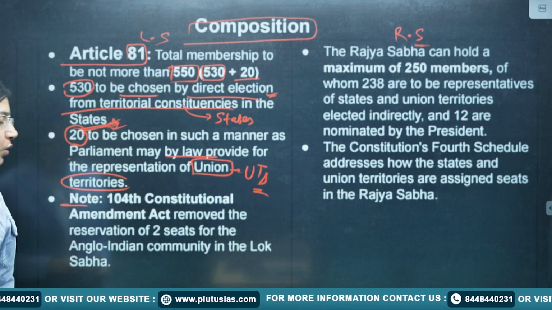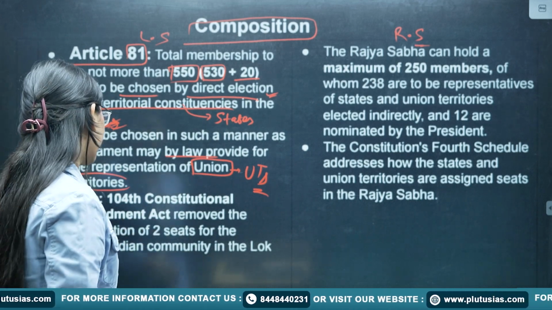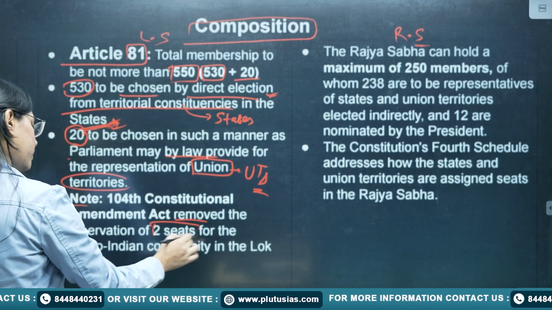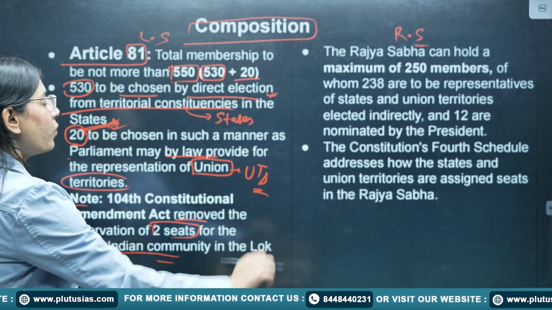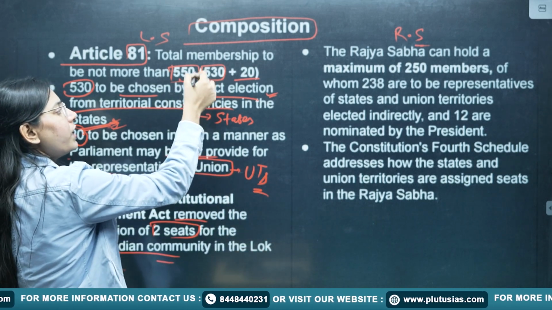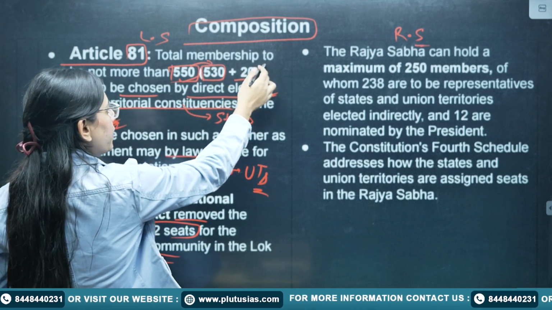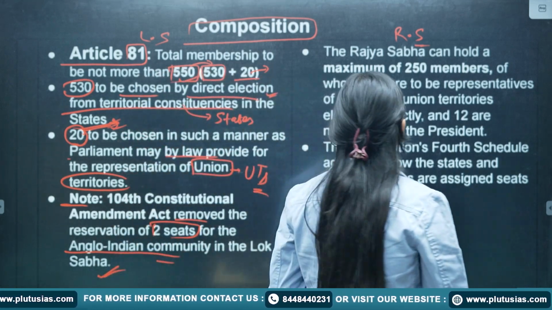Okay, note the 104th Constitutional Amendment Act removed the reservation of 2 seats for the Anglo-Indian community in the Lok Sabha. Okay, what are the total number? That is 550. 550 we will divide in 530 plus 20. These are the union territories and these are from the states. 530 will be the direct election.